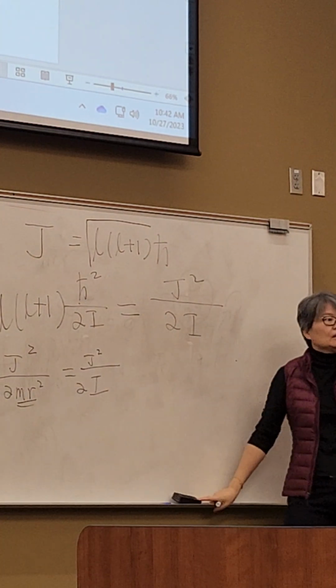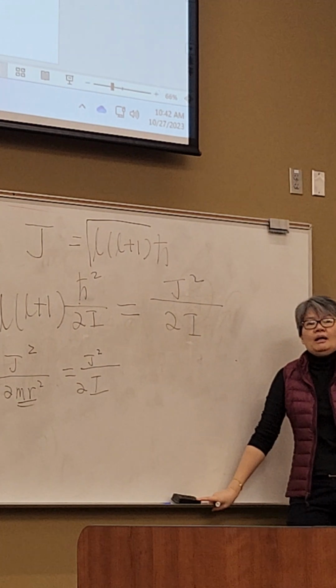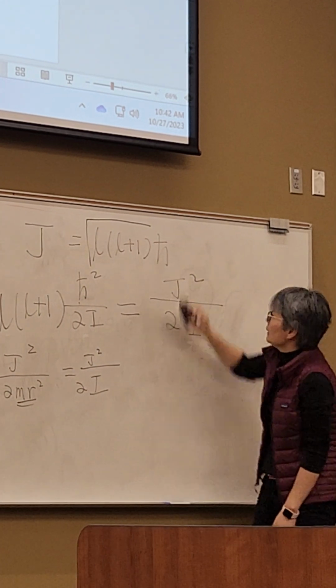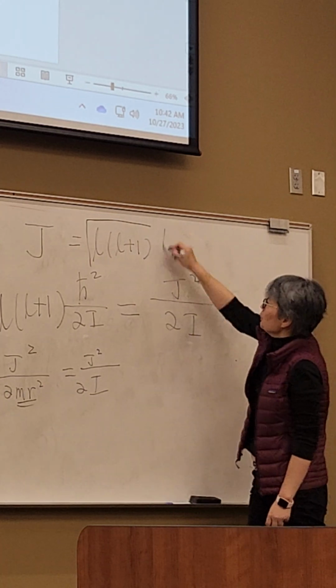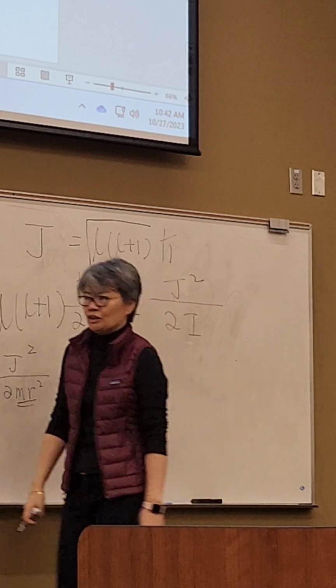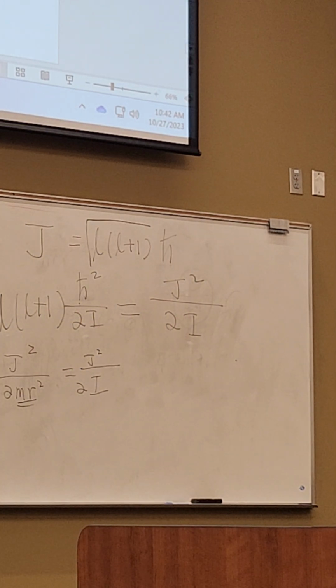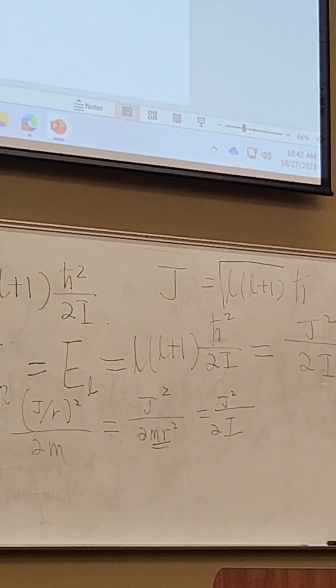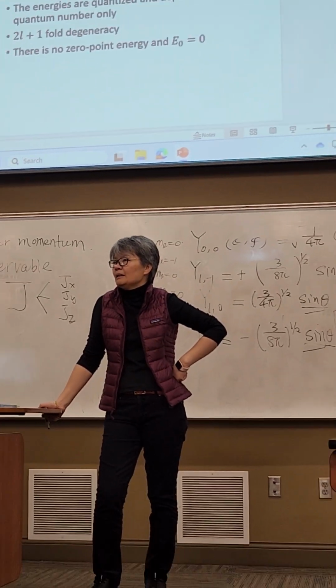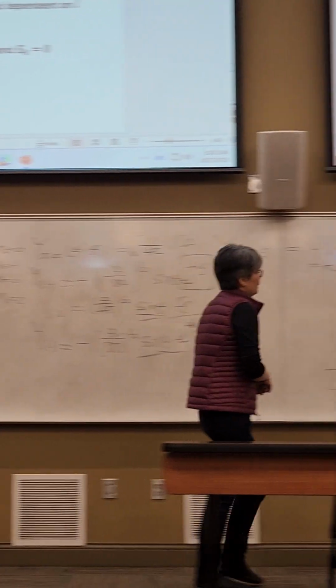It's the root of the quantum number L times L plus 1, multiplied by h bar. That is your magnitude for the observable of the angular momentum. Does that make sense? You guys all follow me okay? Alrighty. Okay.